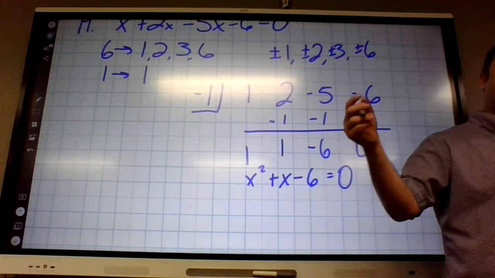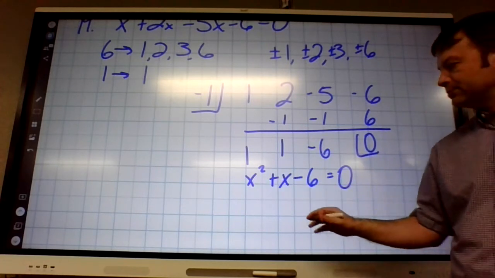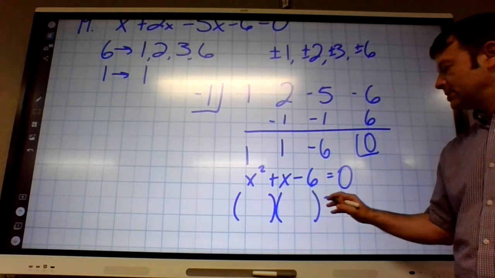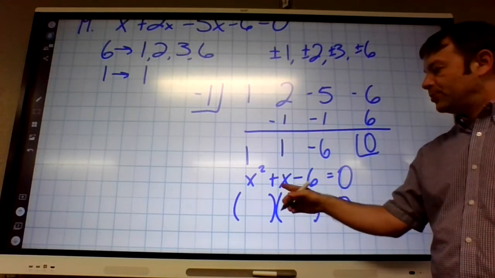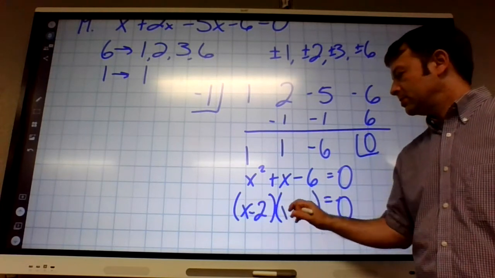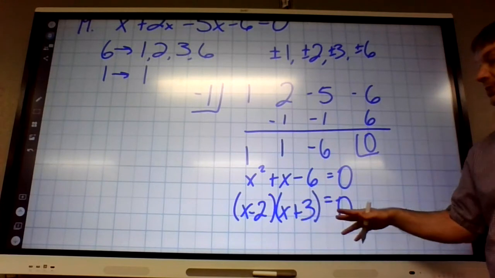So I could use factoring. Does it factor or quadratic formula? Does this factor? What multiplies into negative 6 that adds up to 1? Negative 2 and 3. What x values make this equal to 0?